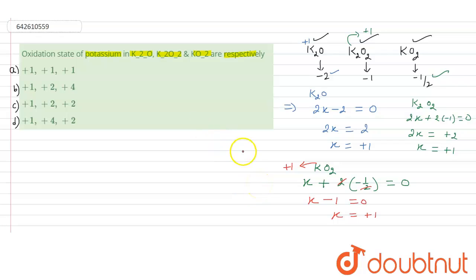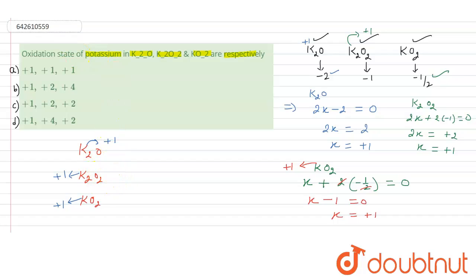In this way, we are getting the oxidation state of potassium in the oxide, peroxide and superoxide as +1. So in the case of K2O, K2O2 and KO2, in all these cases, the oxidation state of potassium is +1.